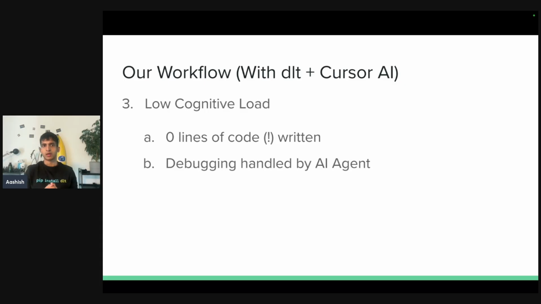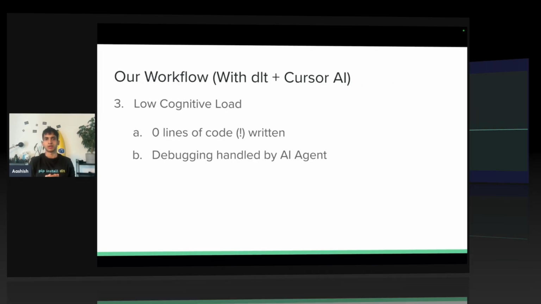And finally, with our workflow, there was low cognitive load, right? Because I ended up writing 0 lines of code. So I pretty much did not write any Python code. All I did was copy and paste some terminal commands from the DLT docs. And when I did run into errors, I basically just let the AI agent handle it on my behalf. The one thing that I did do that was more manual was the data validation, but even that was pretty straightforward thanks to this Streamlit implementation.